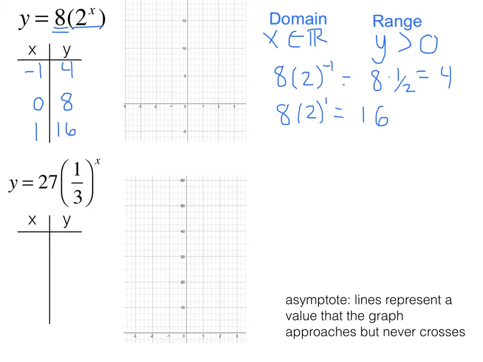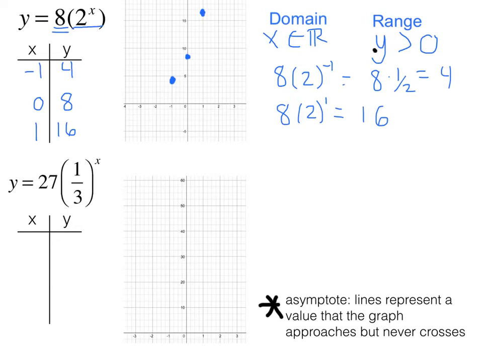So the first thing you're going to do is plot your 3 points: -1, 4, 0, 8, and 1, 16. Once you have your 3 points, you need to make another line on your graph. That line is called the asymptote. An asymptote is a line that represents a value that the graph approaches but never crosses.